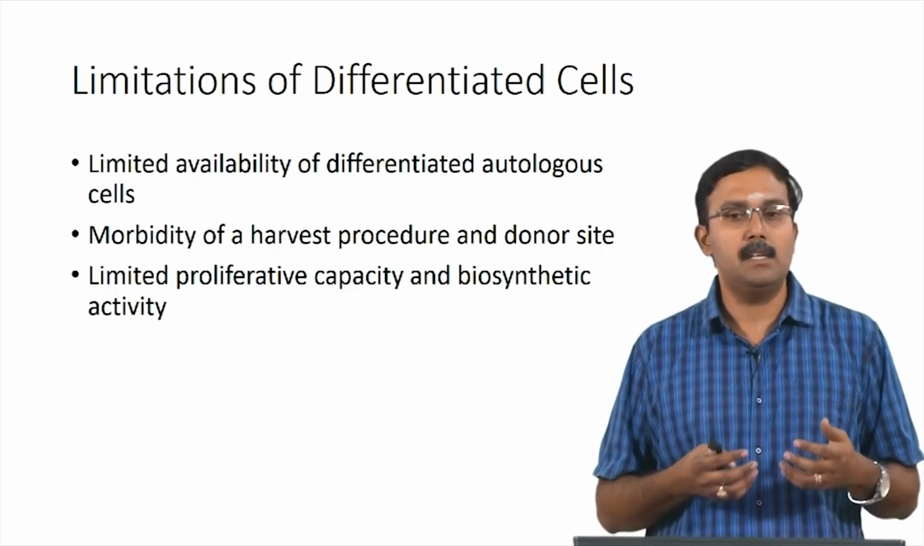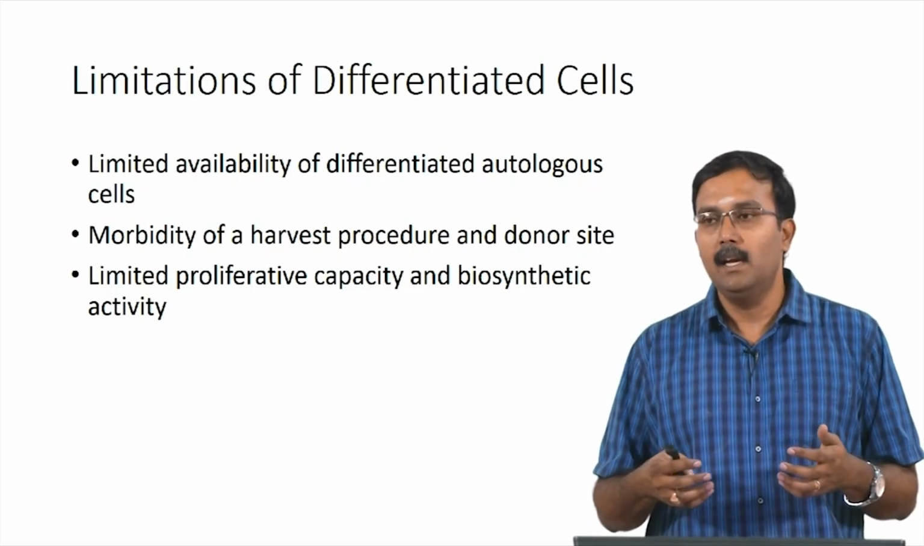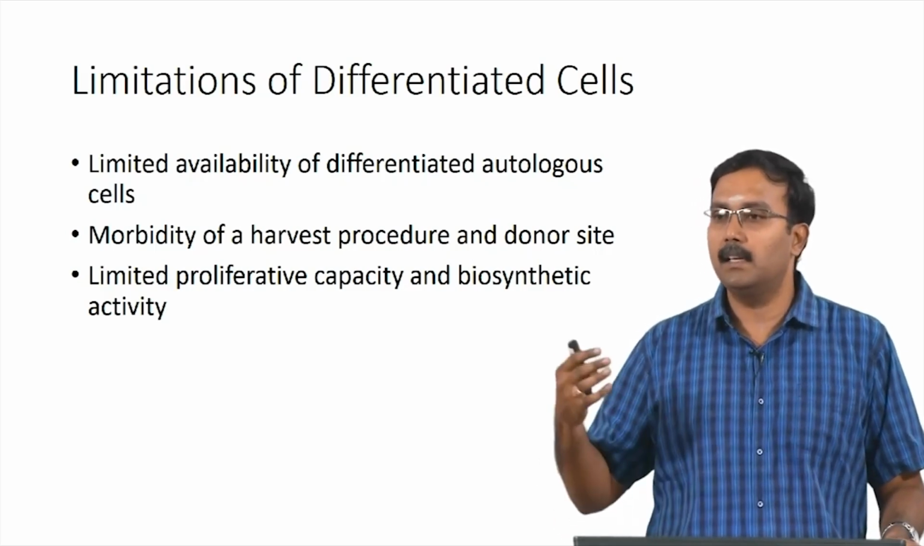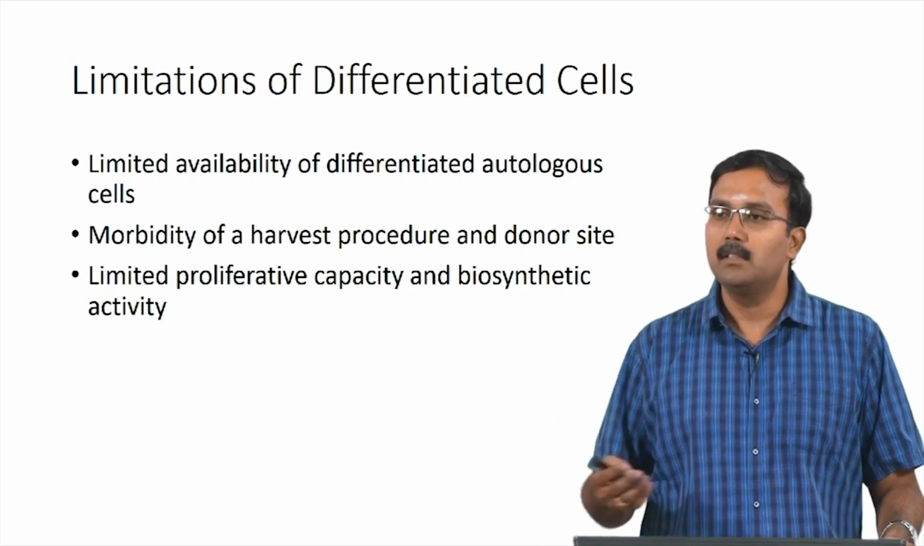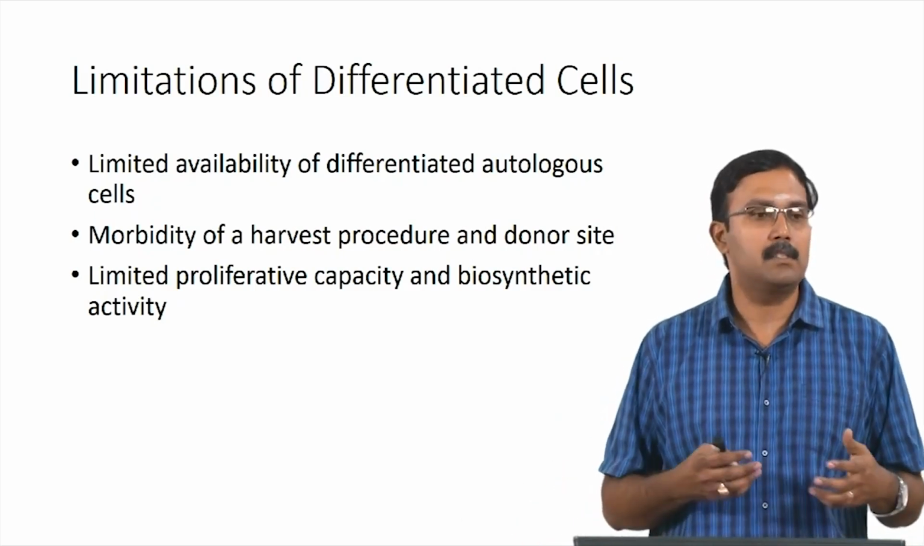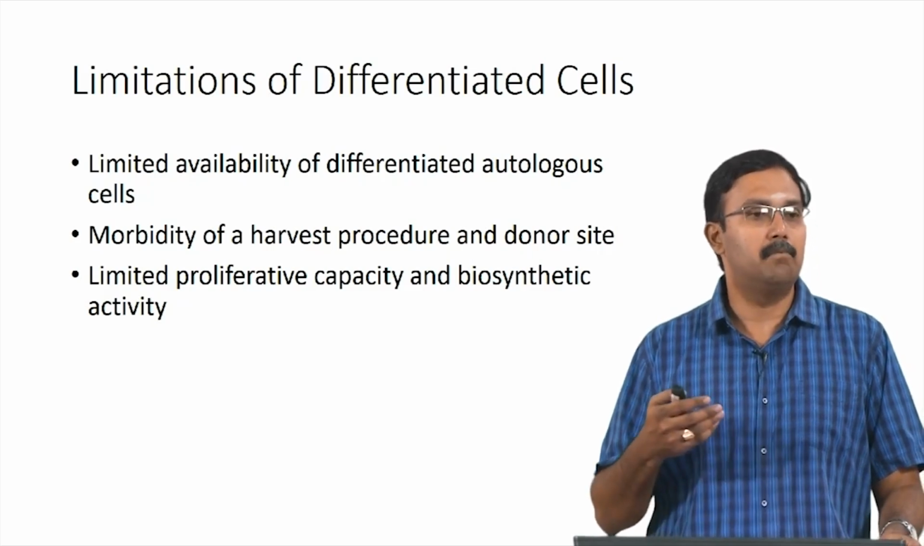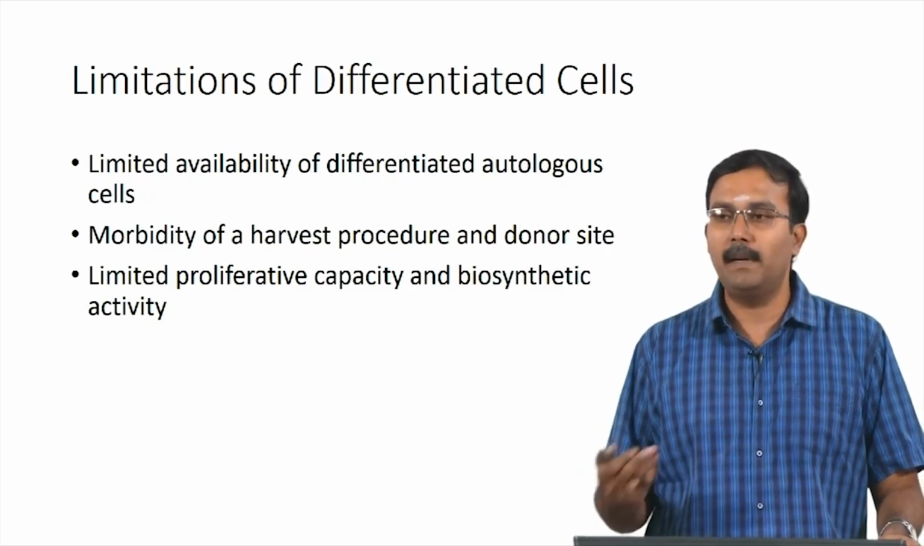So, you try to harvest only smaller numbers and then you have to expand them, and expanding them is also a problem because they do not grow as rapidly and they only multiply for a few passages, they do not multiply for a long time. So, that is a problem. Because of that, using autologous differentiated cells is not very easy for many applications.